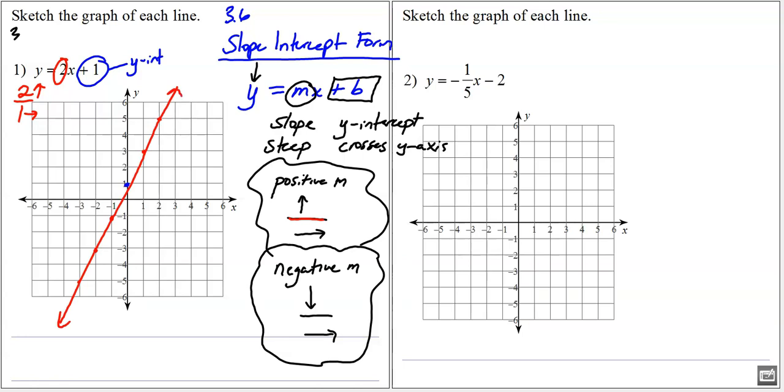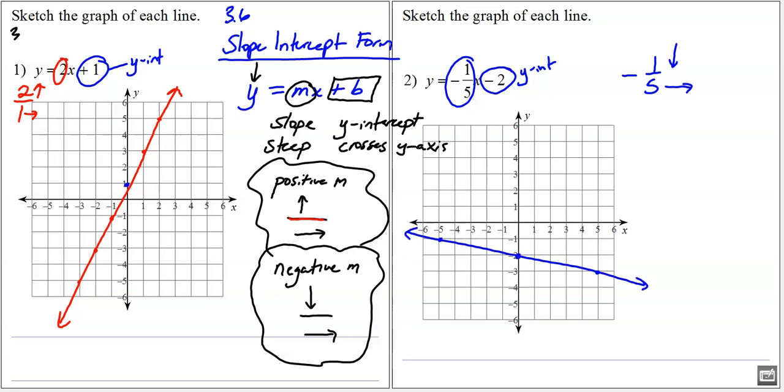So moving a little quicker through number 2 here. Again, to graph this, I go to the y-intercept, which is negative 2, which is right here. From that y-intercept, I then do my slope, and negative 1 over 5 means go down 1, right 5. So down 1, right 5. If I go up the stairs the other way, up 1, left 5, I'm going to get a really flat line going in this direction.